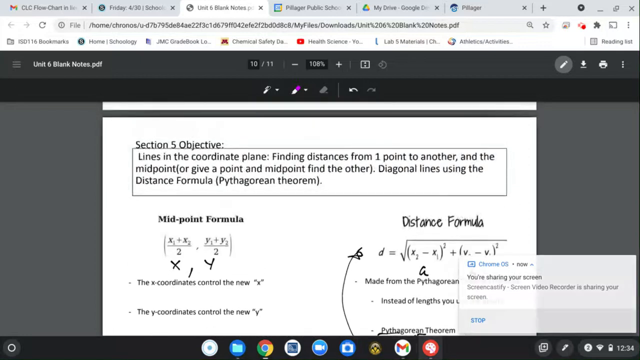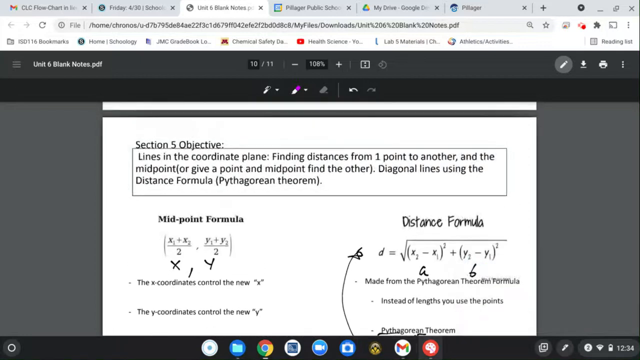All right, section 5 of unit 6. Here we are finding the midpoint and the distance of a line, but we're doing this for diagonal lines. So it's a little different than what we were doing before, but very similar.